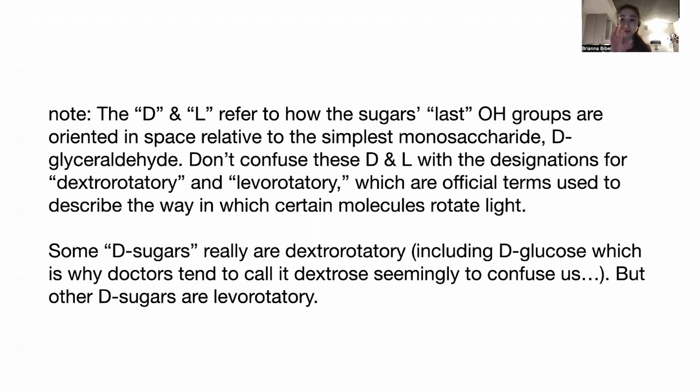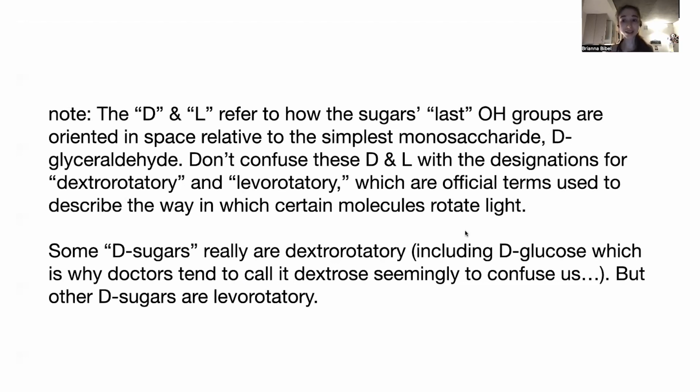So if you have two molecules and they differ at one location based on the stereochemistry, like which way things are facing in space, then they're going to rotate plane polarized light differently. And this is one of the ways that you can tell them apart. Depending on which direction they rotate things, dextro or levo, you call it D or L. So that's how the terminology is officially used.